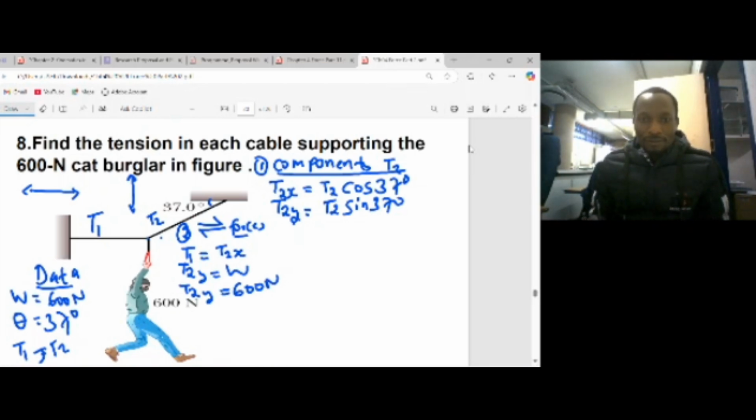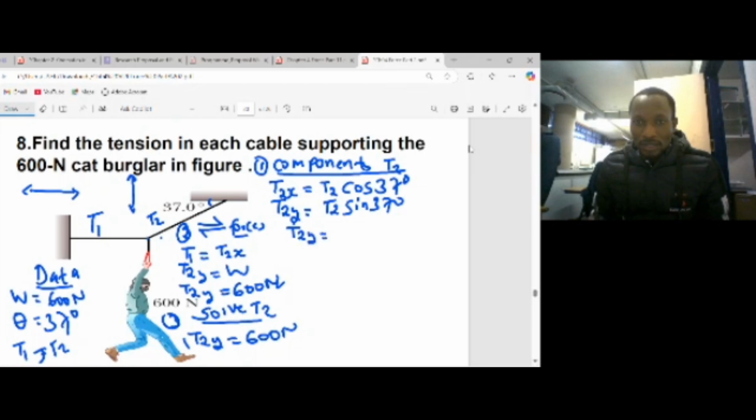Once we know the forces at equilibrium, it gives us a clue on how to solve for the value of T2. So that's our third step. How do we solve T2? We write T2y is equal to 600 Newton. Then what is the value of T2? From the components of T2, T2y is equal to T2 sin 37 degrees.